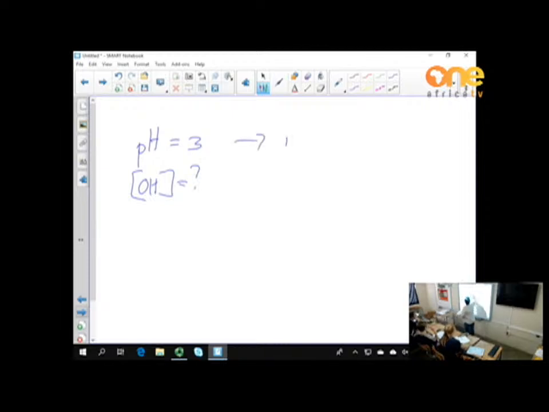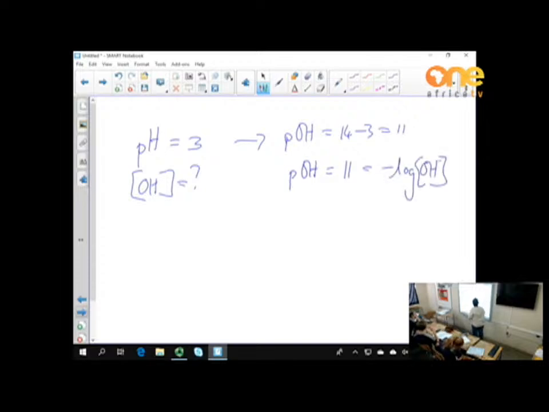If that is the pH, then the pOH is equal to 14 minus 3 is equal to 11. So if the pOH is equal to 11, that is minus the log of the hydroxide ion concentration. So then the hydroxide ion concentration is second function log, that is equal to 10 to the power minus 11. Are you with me? Albert?